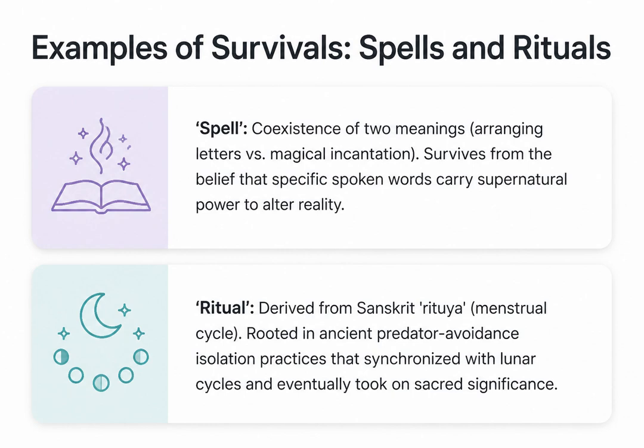In early forager societies, menstruating women were isolated to prevent the scent of blood from attracting predators. Because human menstrual cycles often synchronized with the 28-day lunar cycle, this practical predator avoidance tactic gradually took on a sacred, mystical dimension, eventually giving rise to the broader concept of formal religious rituals.